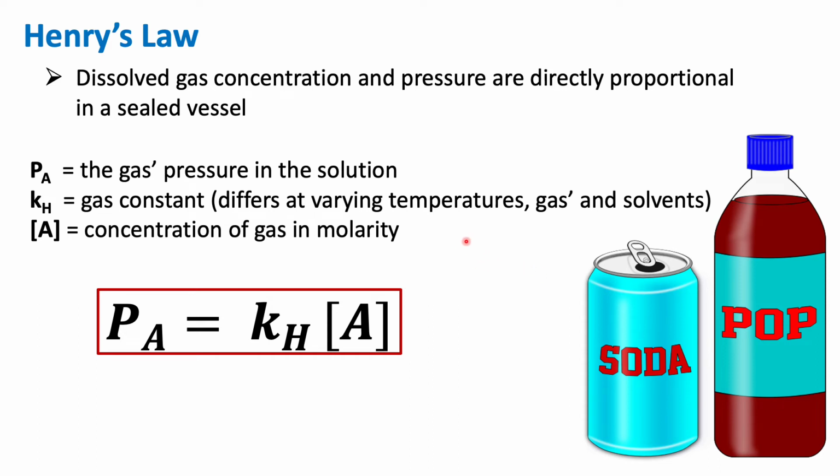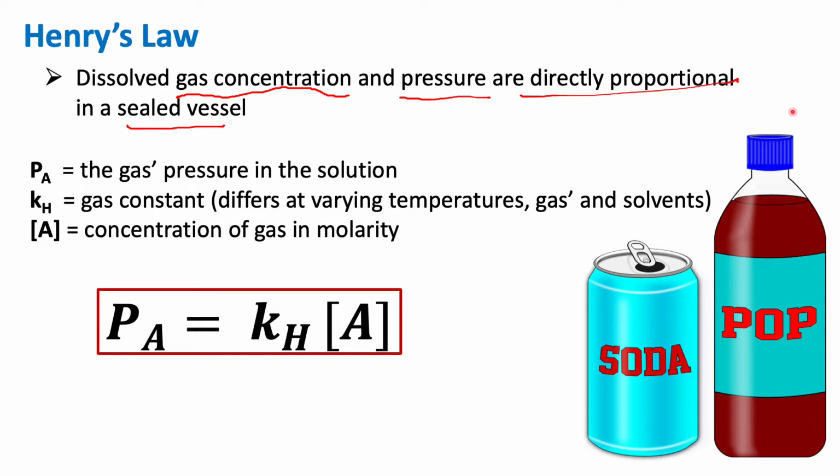So to quickly define Henry's law before jumping into the details, we can say that a dissolved gas's concentration and pressure are directly proportional in a sealed vessel. So let's highlight some key terms. We're saying that the gas concentration and pressure are directly proportional in a sealed vessel.